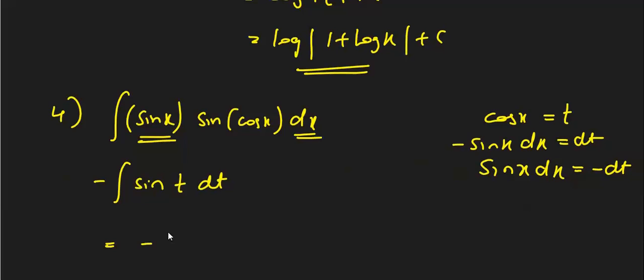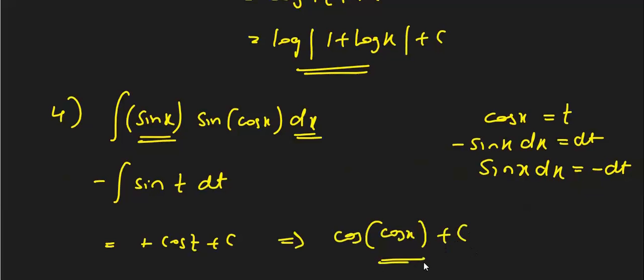Integral sin t is minus cos t. So this becomes plus cos t plus c. If you back substitute the t value, t is cos x, so we get cos of cos x plus c.